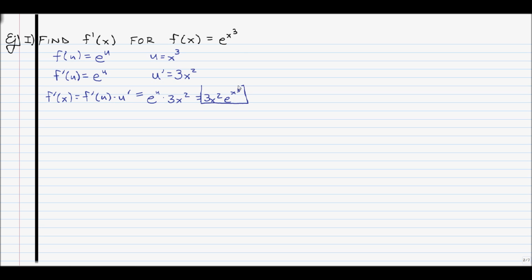situation. So from working on it or looking at it, we get that the derivative is equal to 3x squared e to the x cubed, or you can reverse it, e to the x cubed times 3x squared. Either way, we get the same thing. So notice it works just fine with the chain rule.